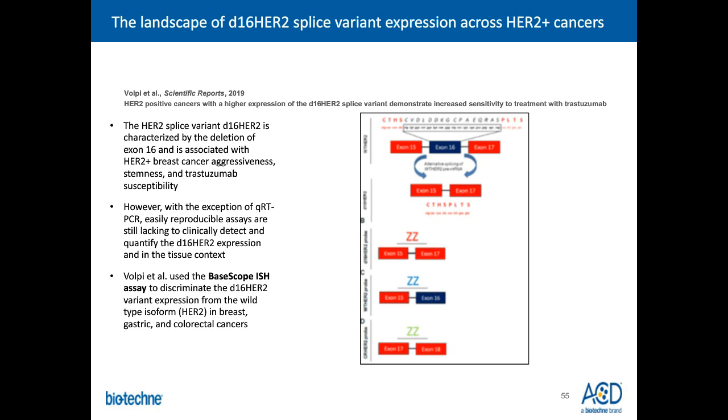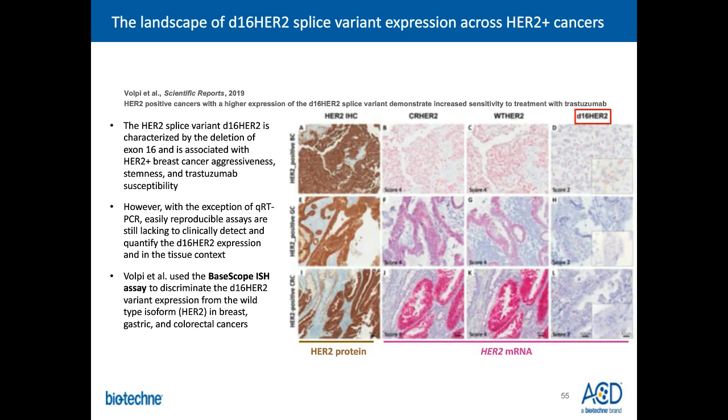And the probe design strategy that they used is they designed a probe that either spanned the exon 15-17 junction to detect the delta-16 HER2 variant, or designed a probe that spanned the 15-16 or 17-18 junction, which will now detect the wild-type HER2. So based on the type of probe you use, you can identify if the patient has the splice variant or the wild type. And they were able to distinguish these patients based on their presence of the splice variant and stratify them for Herceptin therapy.